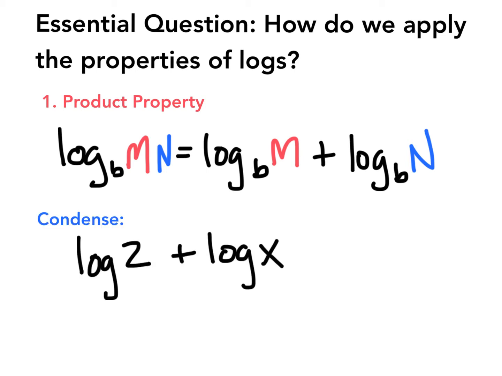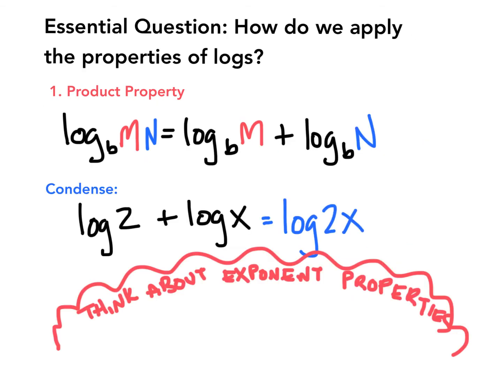Alright, so here we're going to try and condense log of 2 plus log of x. These each have a base of 10 because they're common logs. And because they're being added, I can represent this as the log of 2 times x.